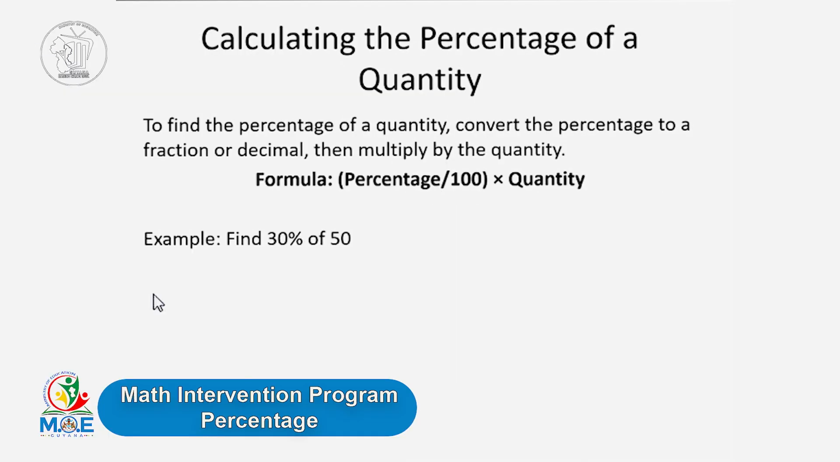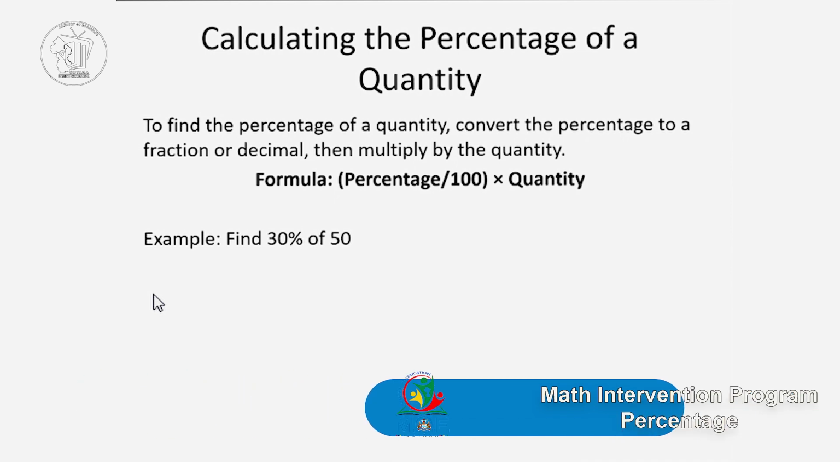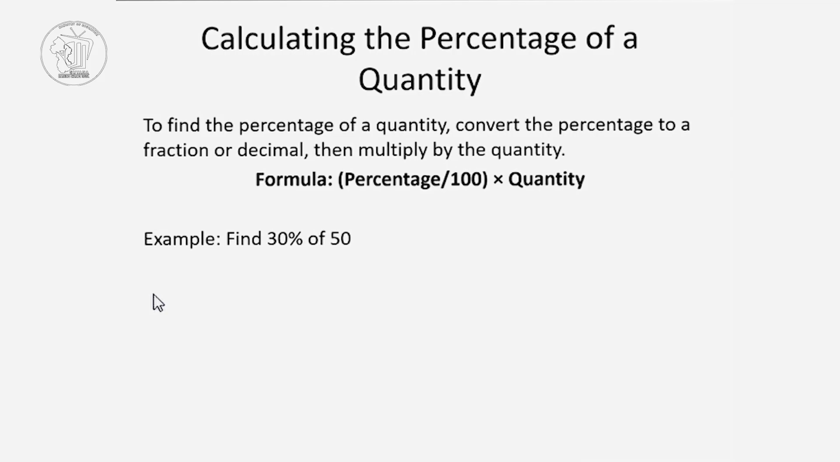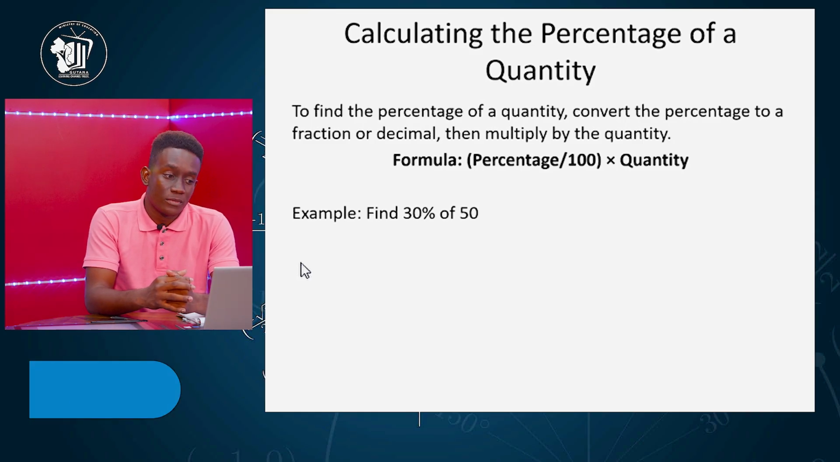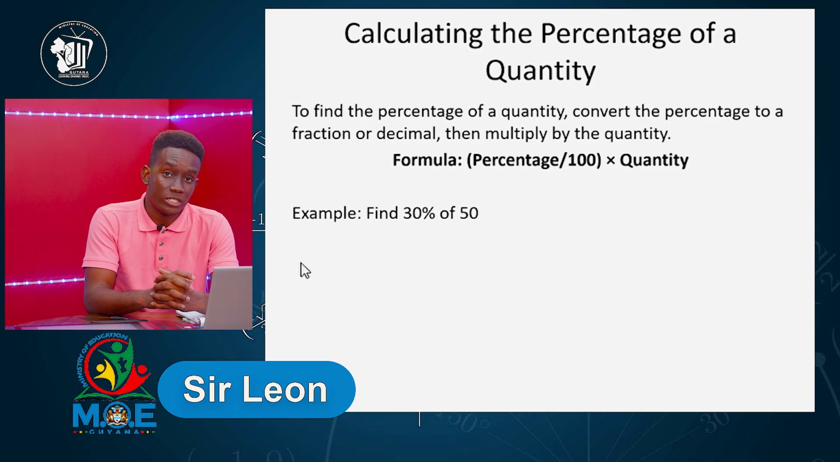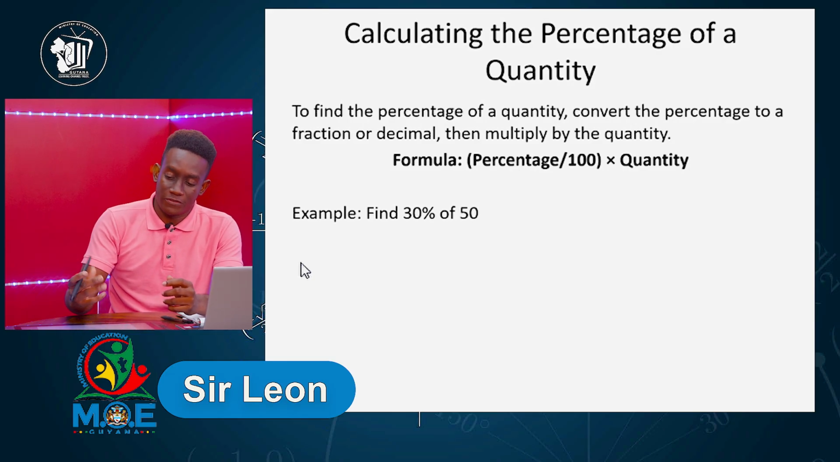So now we're looking at calculating percentage of a quantity. So to find percentage of a quantity, we convert the percentage to a fraction or decimal and then multiply it by the quantity, as simple as that. So we have the percentage over 100, because we know that is how we convert, we divide whatever by 100, and then we multiply it by the quantity. So the first example, we want to find 30% of 50.